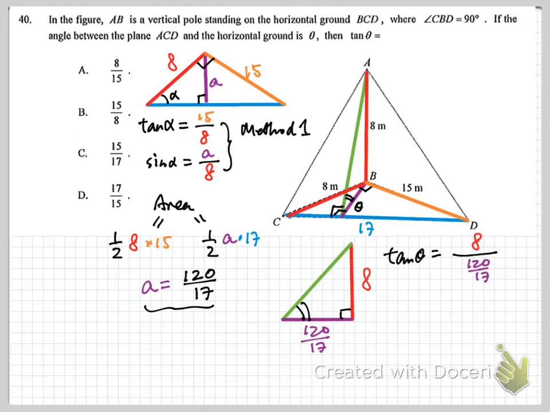And the answer goes to 17 divided by 15. So this is the answer. The answer goes to D. Okay, so that's how we do it.